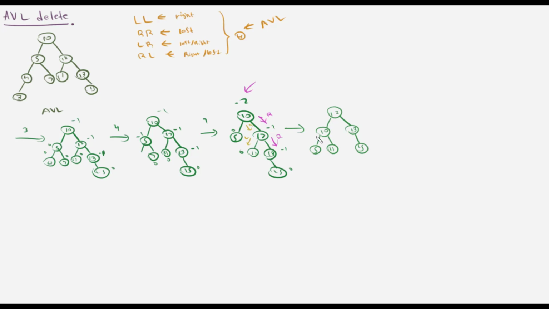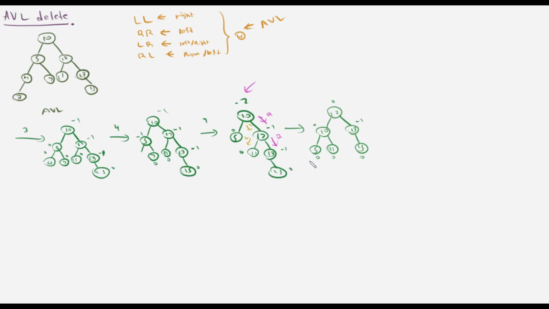So I explain how to perform these rotations as well. If you don't know about such stuff, please first watch the previous videos. Leaves always have a balance factor of 0. This is 0, this is minus 1, and this is 0. So our tree is again balanced.